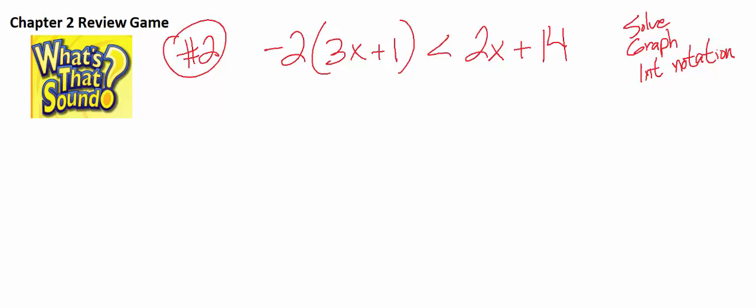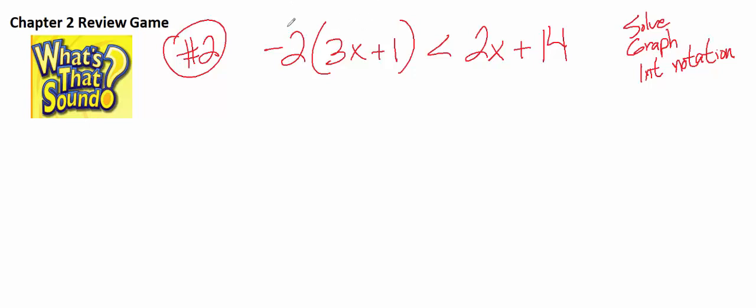Here is math question number 2 we'd like you to work on. Negative 2 open parenthesis, 3x plus 1 close parenthesis is less than 2x plus 14. Go ahead and pause the video now, solve it, graph it, and write it in interval notation. Make sure you can do all 3 ways. When you're ready to check your answer, unpause it. We'll see how you did.